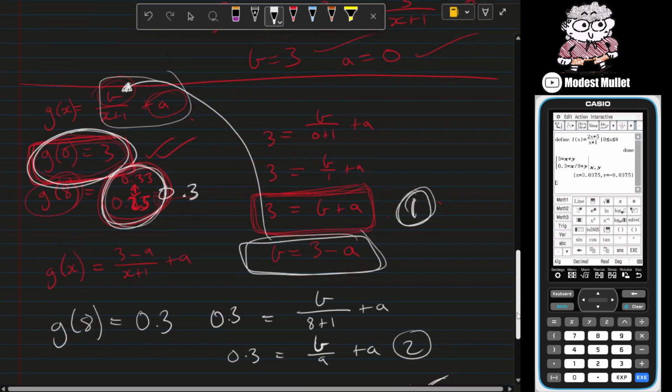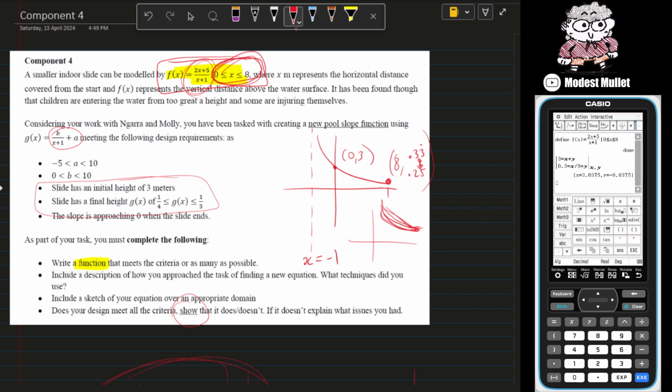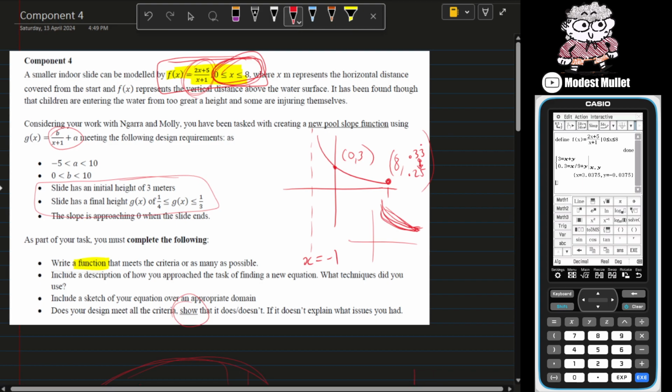So there's some examples of how to solve it, but let's go back and look at what the actual question said we need to do. So we need to write a function. Importantly, function means you'd want to include an appropriate domain, because this one had a domain. We're doing the same thing. So we want a domain of 0 to 8. We're going to assume that.